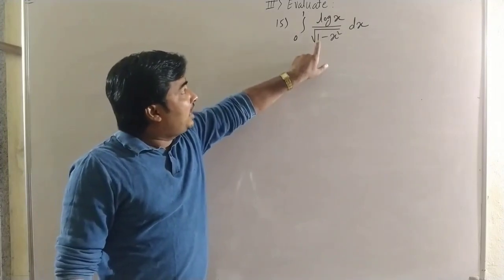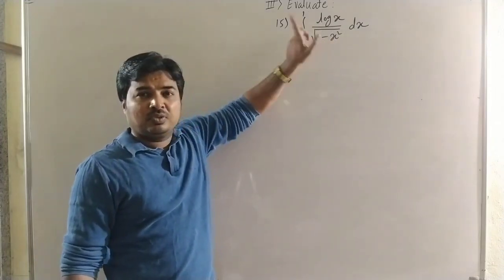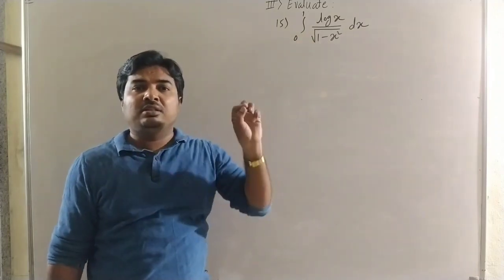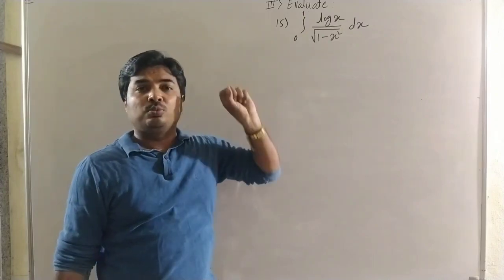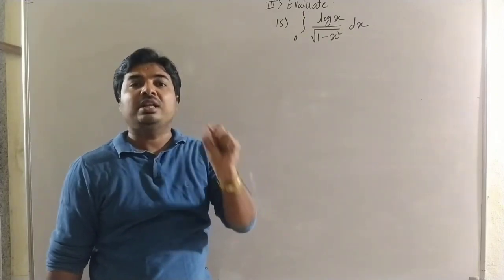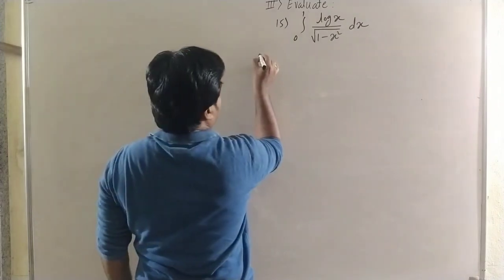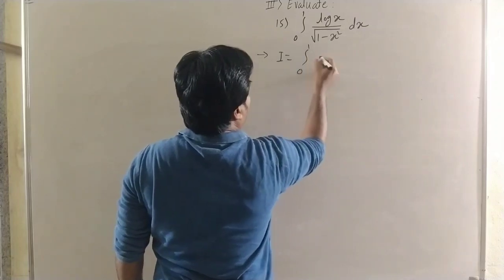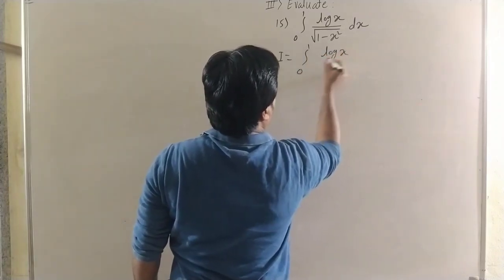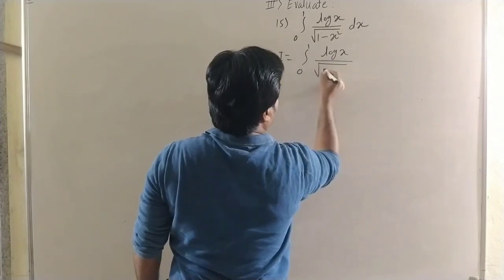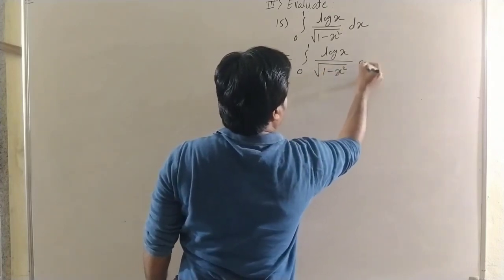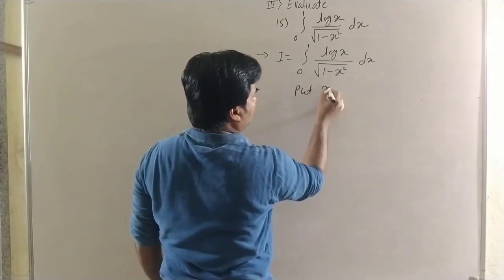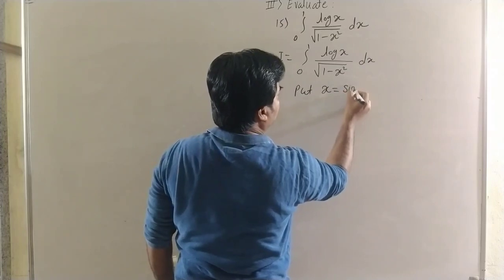Here in the form of a square minus x square, a is 1. That means here we use the substitution x is equal to a sin theta. A is 1, so we put x is equal to sin theta only. Now here it is an integral 0 to 1 of log x upon under root 1 minus x square dx. Now here put x is equal to sin theta.